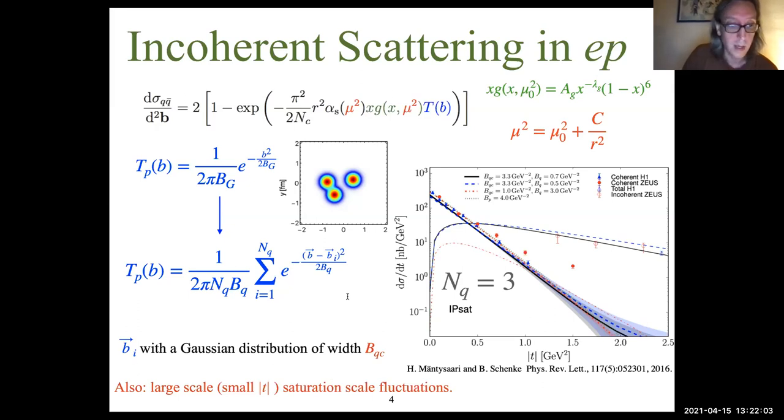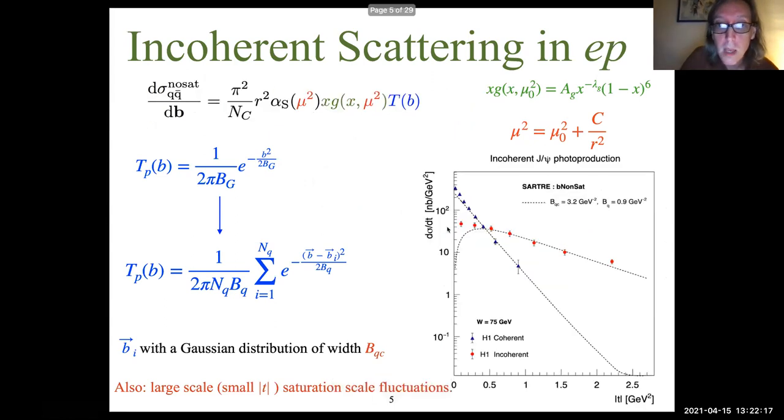Also at small t, large length scales, we have some saturation scale fluctuations, which help raise this small t cross-section. It's not in this plot, but that comes into effect later.